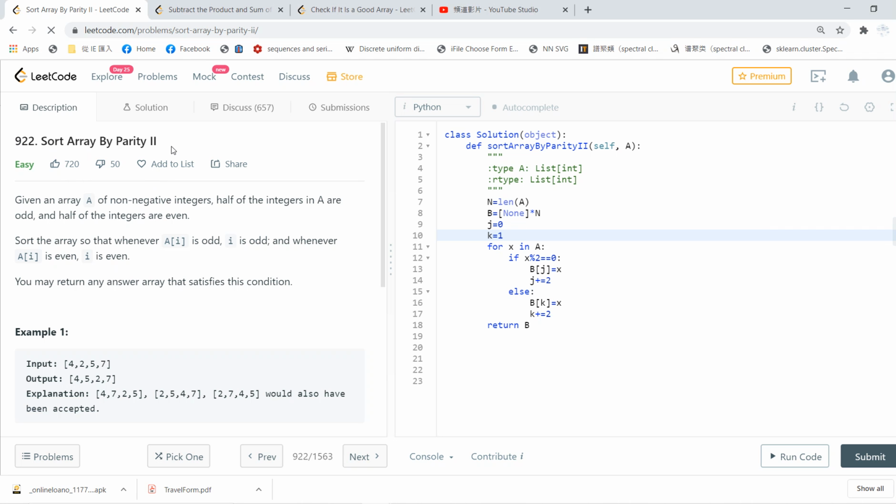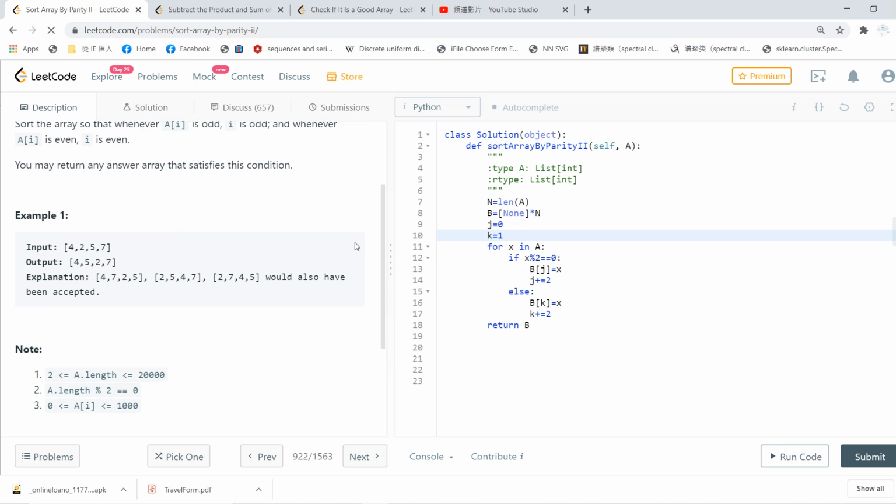So this is problem 922, called Sort Array By Parity II, and this is very easy. Basically, you sort the array so that whenever A[i] is odd, i is odd, and whenever A[i] is even, i is even. So basically, you put the odd numbers in the odd positions, and you put the even numbers in the even positions, and we are guaranteed that half of the integers are even.